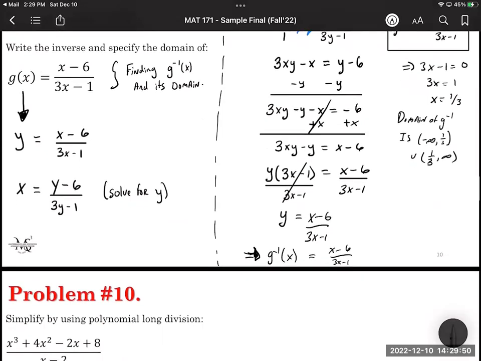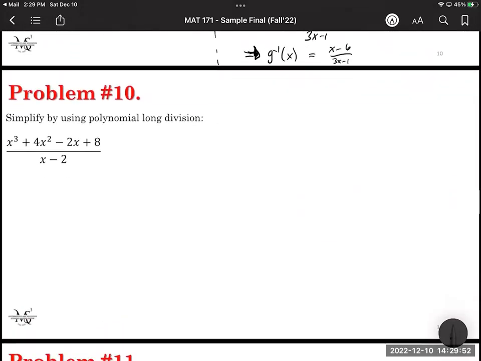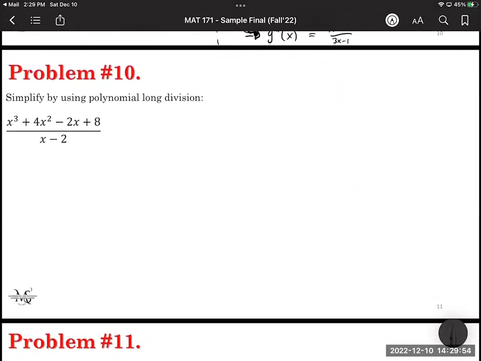Okay, let me continue. So we're up to problem number 10, and it says that we want to simplify by using polynomial long division. Just remember you have your dividend and your divisor. The dividend is what goes inside of the long division bar. Your divisor is x minus 2.